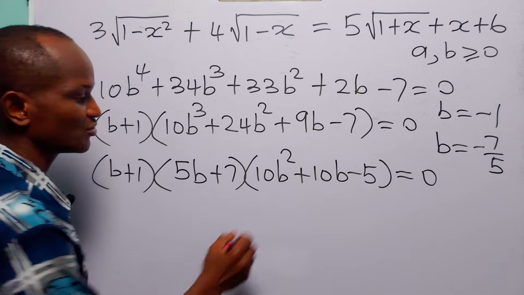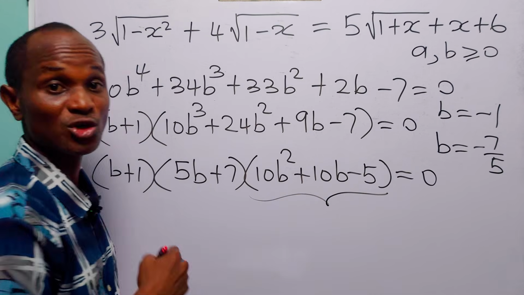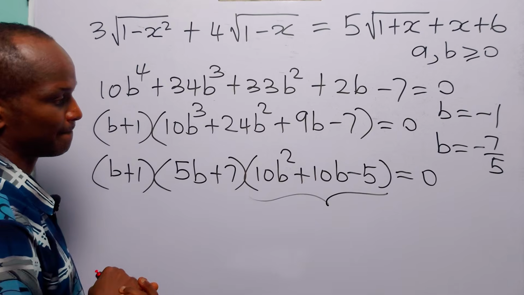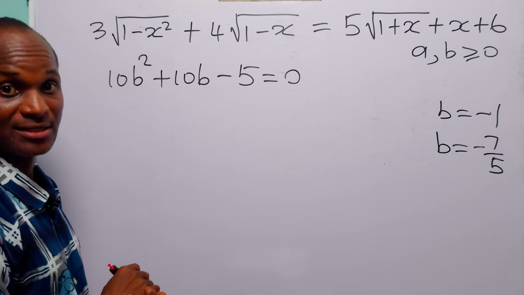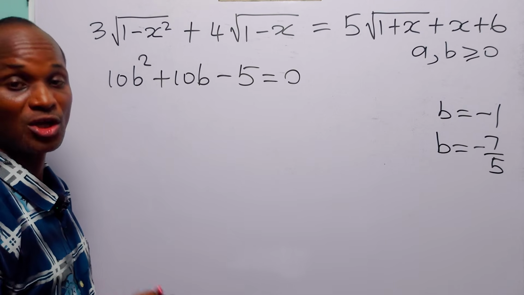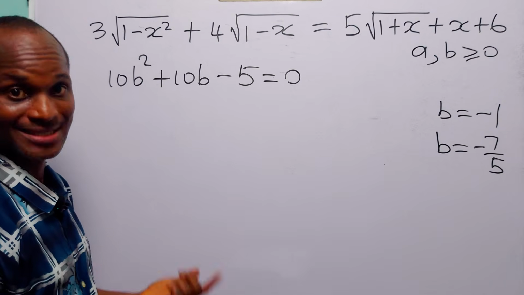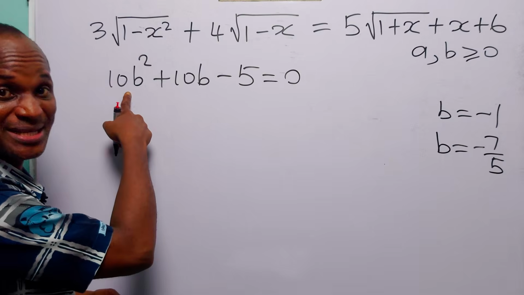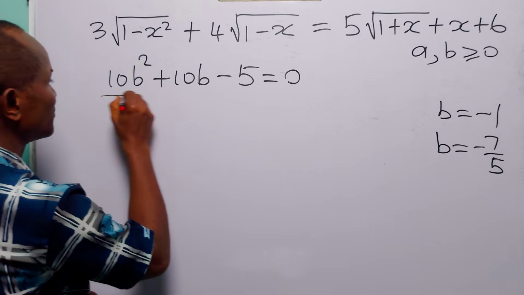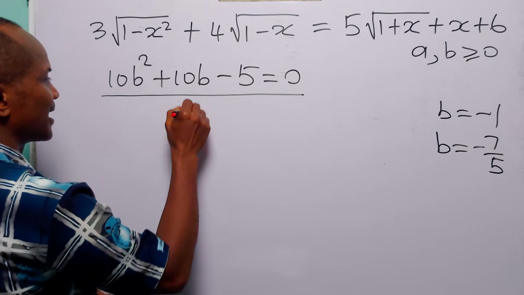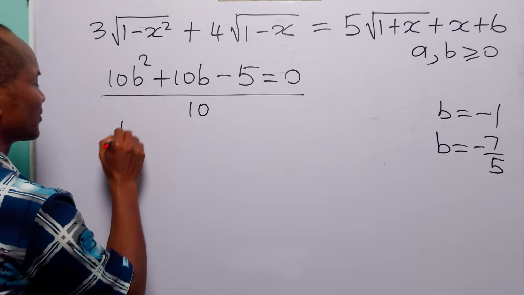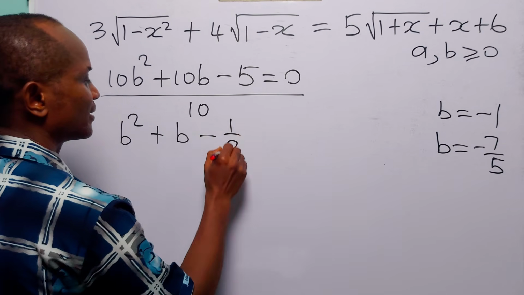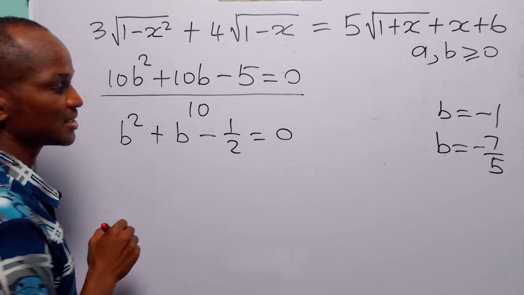The last thing we are going to do is to solve this quadratic equation to see if we will find any positive values of b. Now we can solve this quadratic equation using the factorization method. So let us solve it using the completing the square method. The first step is to make sure that the coefficient of b squared is 1. So we will divide through this equation by 10. We have b squared plus b minus 1 over 2 is equal to 0.